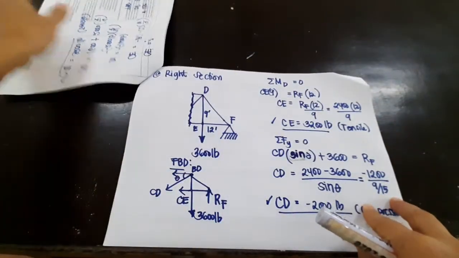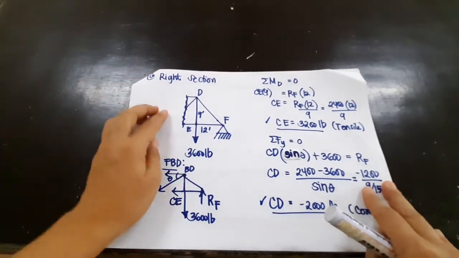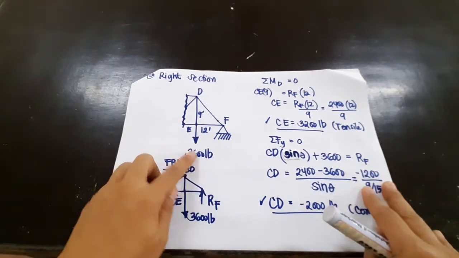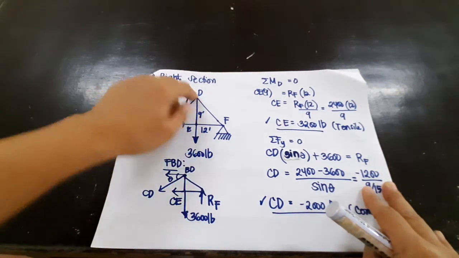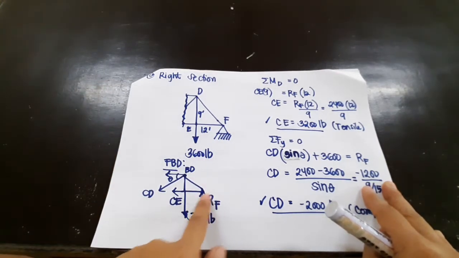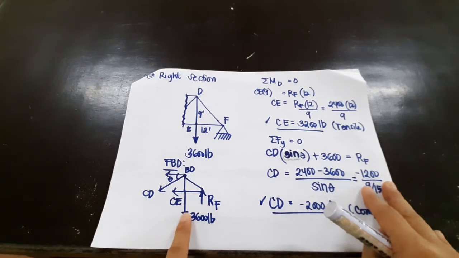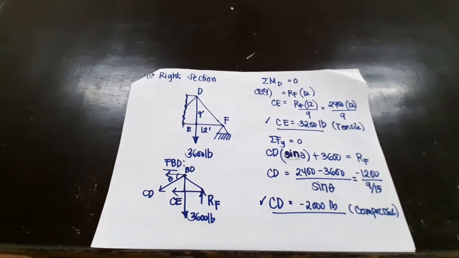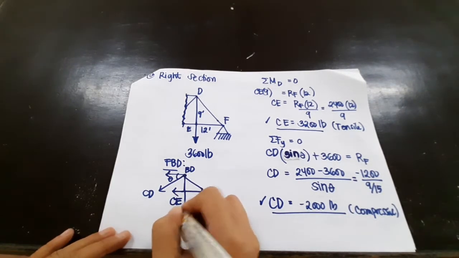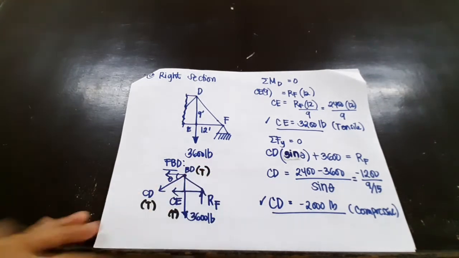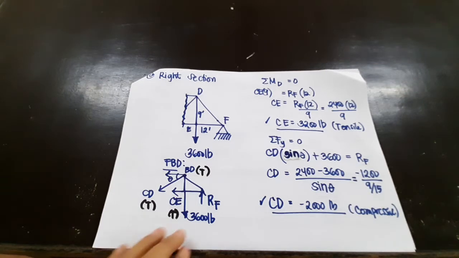So let's take a look at solving using the right section. If this is the right section, we have 3,600 pounds, we have point B and point F, and the free body diagram here would be, this will be the reaction at pin F, this is 3,600. We assume again a tensile reaction at CE, a tensile reaction at CD, and also a tensile reaction at BD.